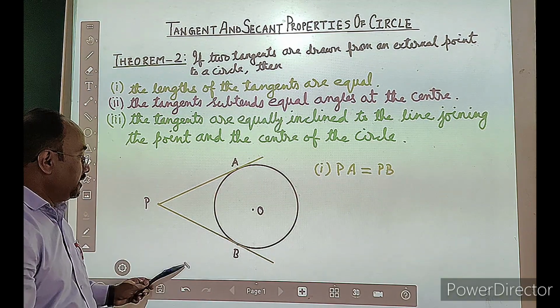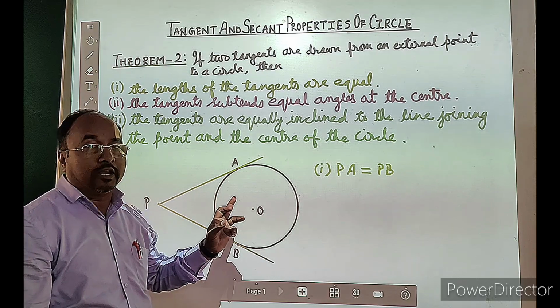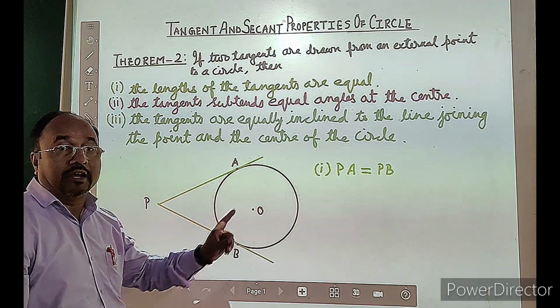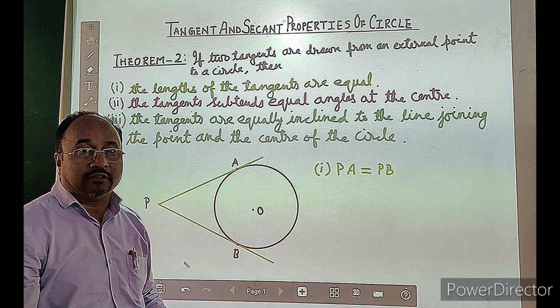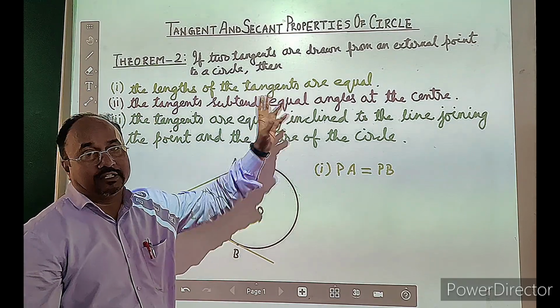And remember that if we have an external point, we can draw only two tangents to the circle, and both of them will have the same measurement. Okay, that is what the first part says.